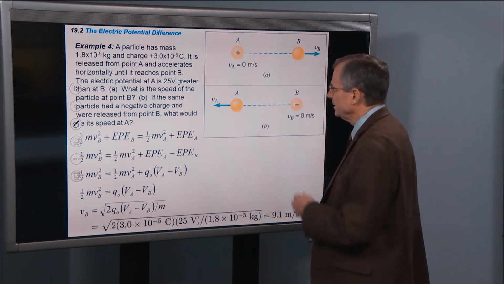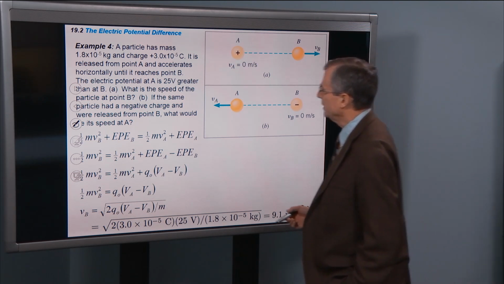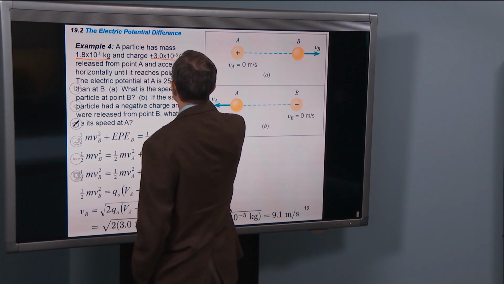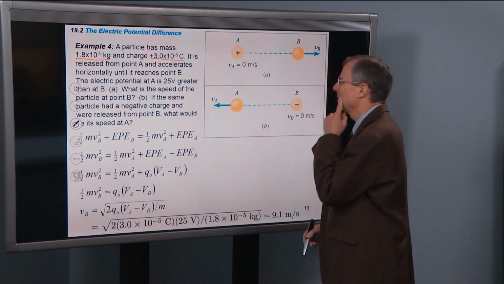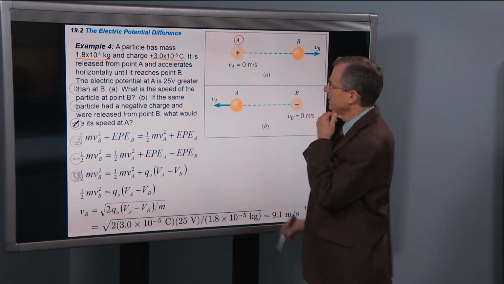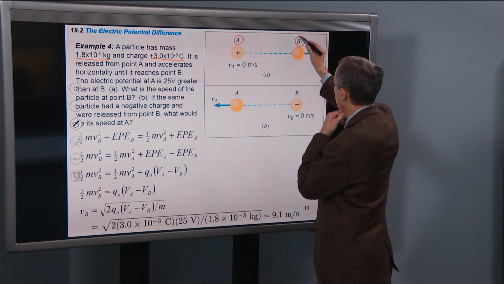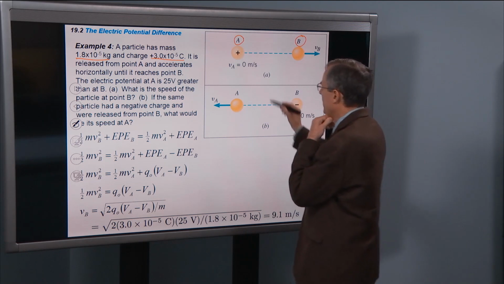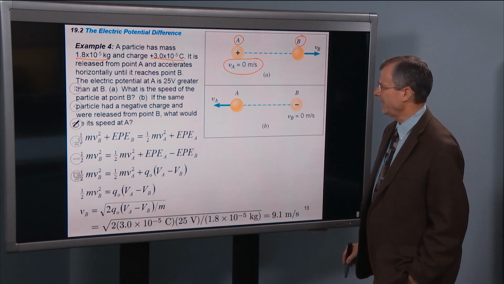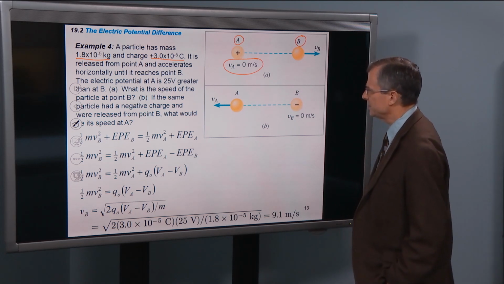All right, a little more detailed example. A particle has mass 1.8 times 10 to the minus 5 kilograms, and a charge 3 times 10 to the minus 5 coulombs. It is released from point A, that's here, and accelerates horizontally until it reaches point B, that's right here. And it's released from rest, so its initial velocity at point A is 0. The electric potential at A is 25 volts greater than the potential at B.